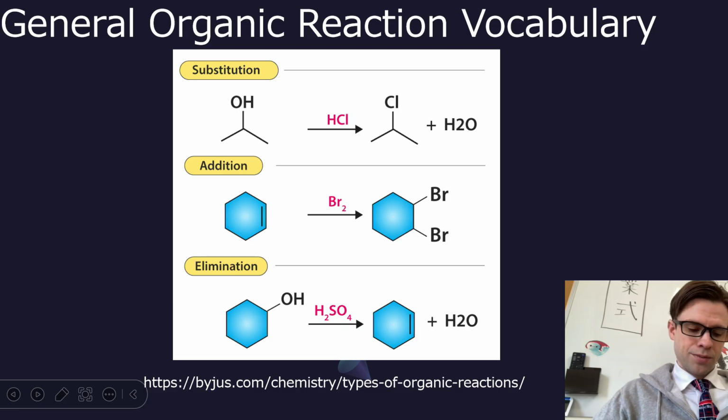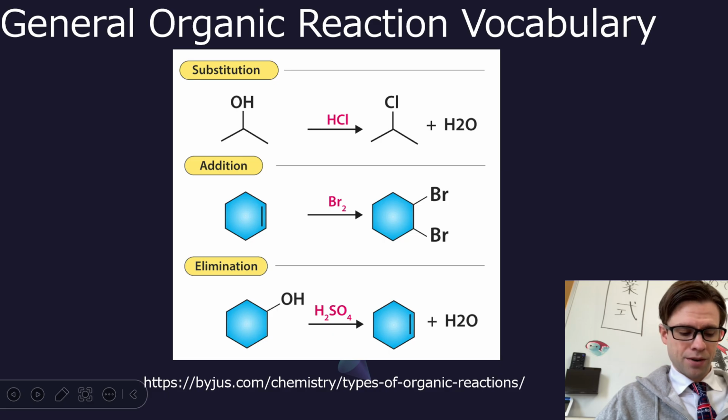So I want to just go over some general organic reaction vocabulary, even just general chemical reaction vocabulary. We can have substitution reactions where something that's attached to a molecule is replaced by something else. So if we use HCl on this alcohol here, this OH group, we can replace OH with Cl, and then the other H will go with that OH group to make H2O. That's a substitution reaction. We can also have addition, though, where there's sort of a space. Often double and triple bonds offer this space where something can be added onto the molecule.